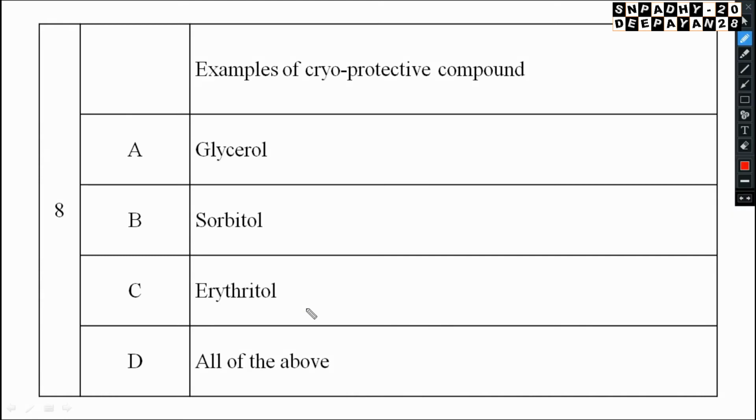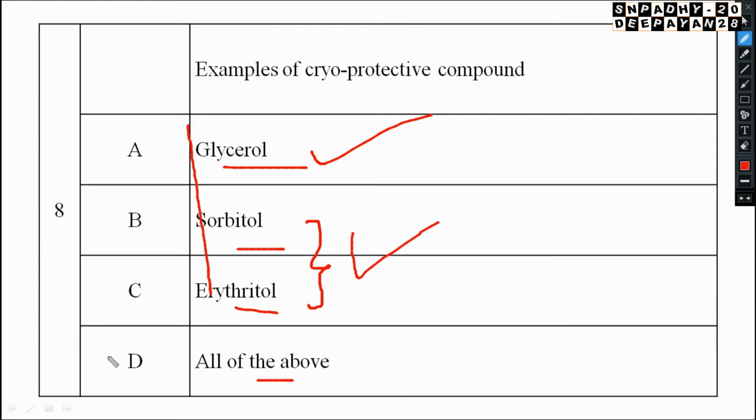Now a related question: examples of cryo-protective compounds. Options are glycerol, sorbitol, erythritol and all of the above. Glycerol is a polyol, and sorbitol and erythritol are sugars. Actually all are cryoprotective compounds, so your answer is option D.